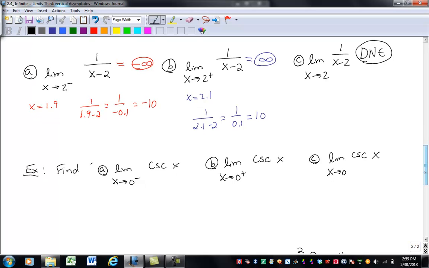So that's an example of how we can analyze a graph and think about what a vertical asymptote means to decide which infinity it is. We just pick a number really close on the left of 2, plug it in and see if it's positive or negative. Choose a number to the right of 2 that's really close, plug it in, see if it's positive or negative. And that'll help you solve the problem.